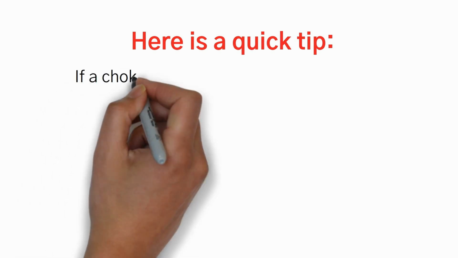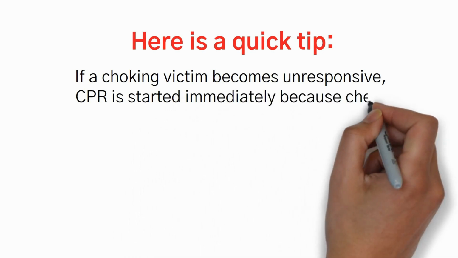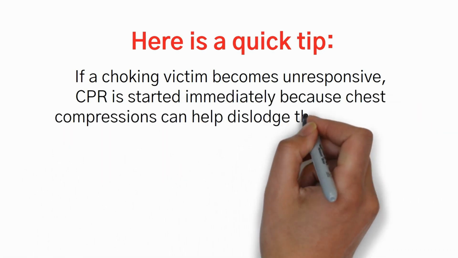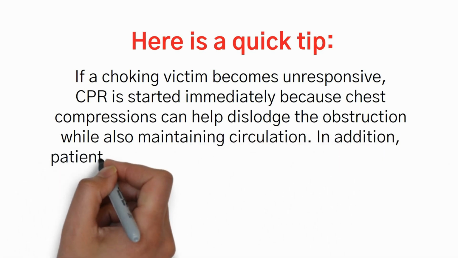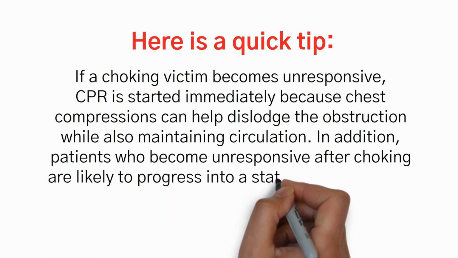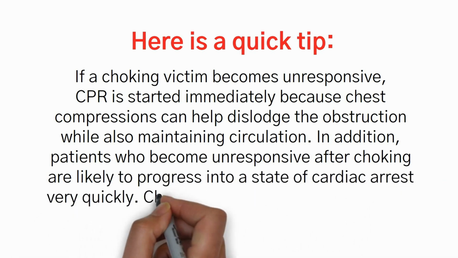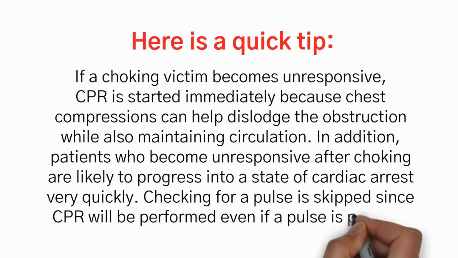You might be asking yourself, why do we immediately start CPR if a choking victim becomes unresponsive, and why do we not do a pulse check? If a choking victim becomes unresponsive, CPR is started immediately because chest compressions can help dislodge the object while also maintaining circulation. In addition, patients who become unresponsive after choking are likely to progress into a state of cardiac arrest very quickly. Checking for a pulse is skipped since CPR will be performed even if a pulse was present.